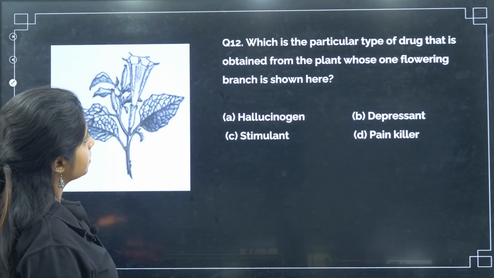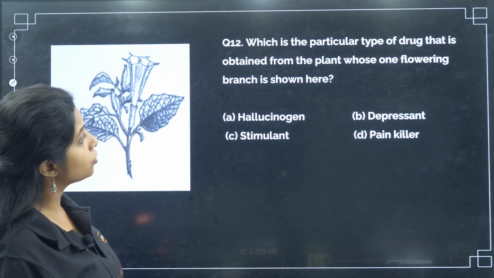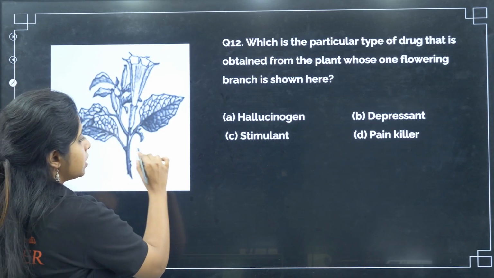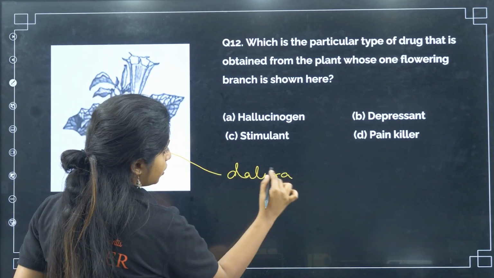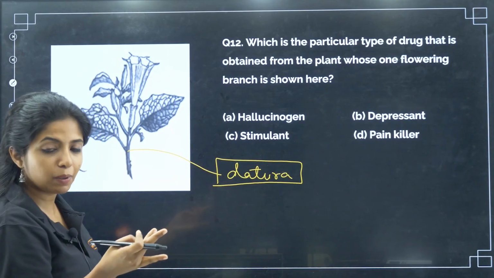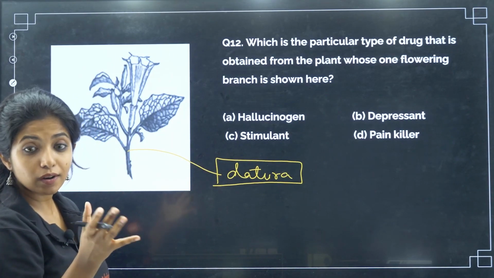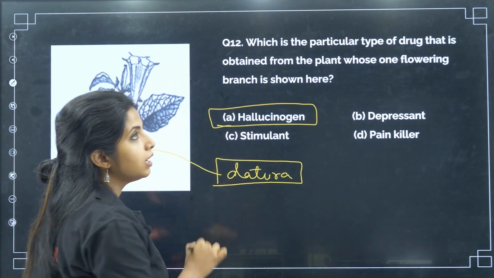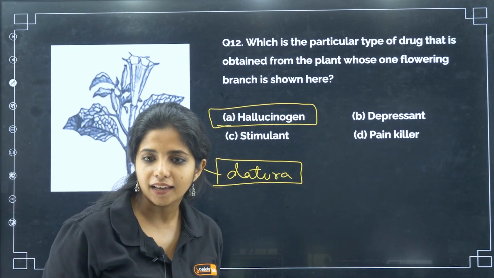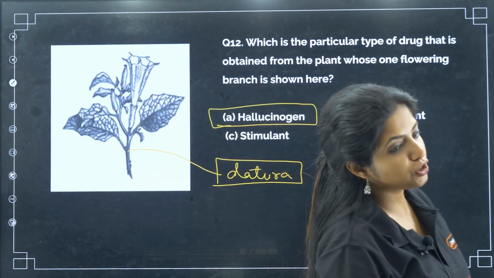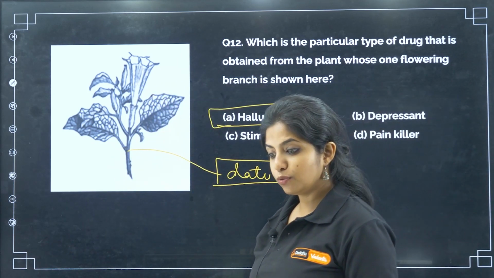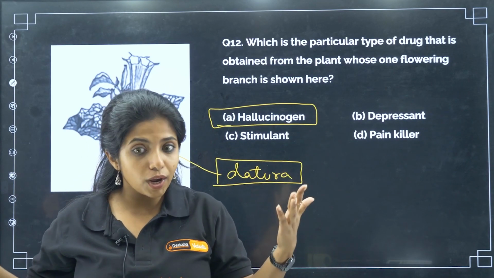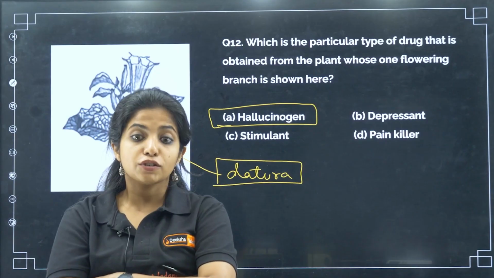Next. Which is a particular type of drug that is obtained from the plant whose one flowering branch is shown over here? What is this? This is Datura, and Datura, my dear children, Atropa belladonna, cocaine, all of them are hallucinogens. They make you hallucinate. You will feel that elephants are flying, or that you are flying, and all this hallucination can happen, which might sound fun, my dear children, but it is not actually really fun.